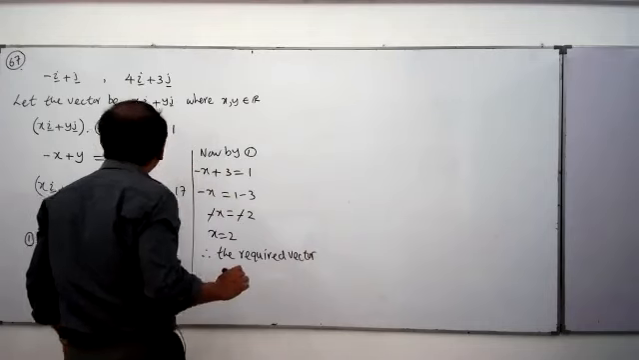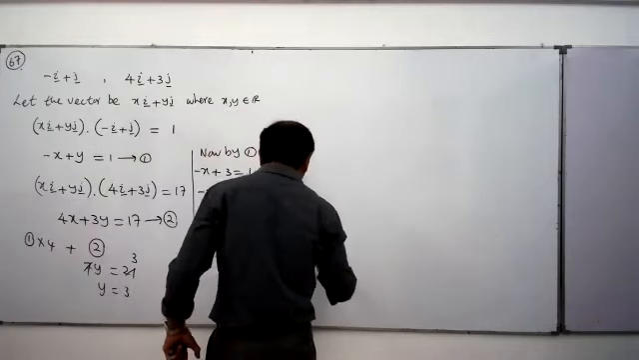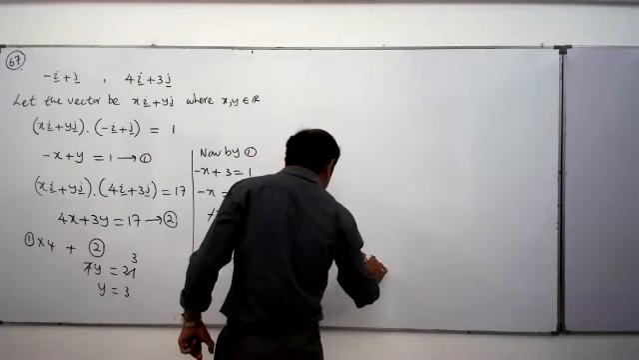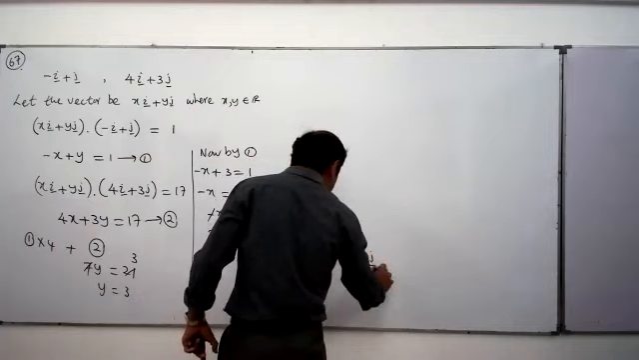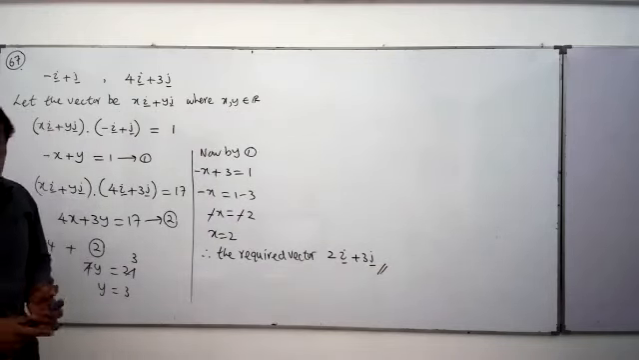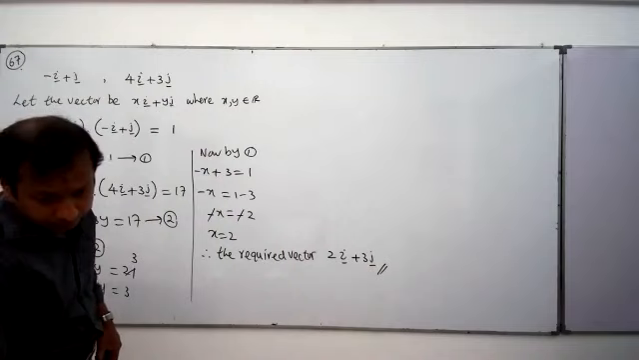Therefore, the required vector is what, people? 2i plus 3j. This is the vector we need. 2i plus 3j, the vector we need. Right.